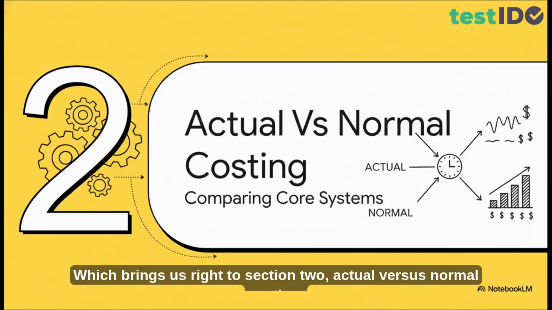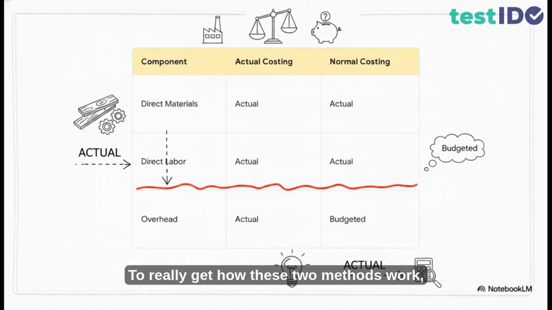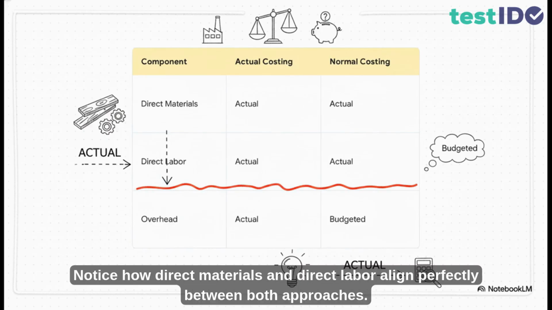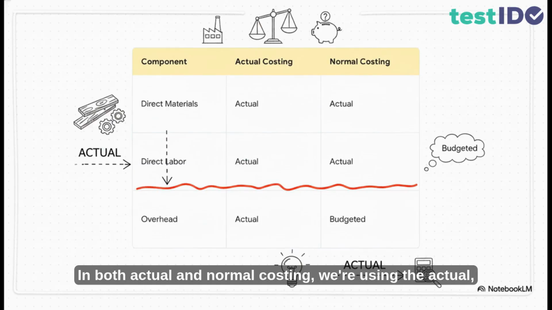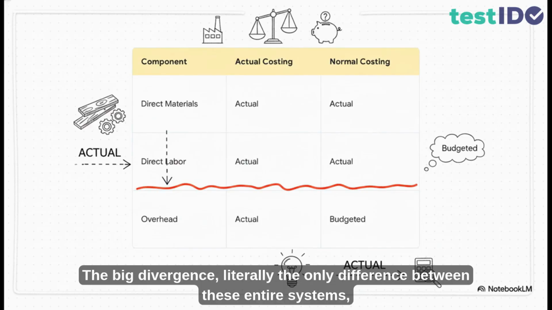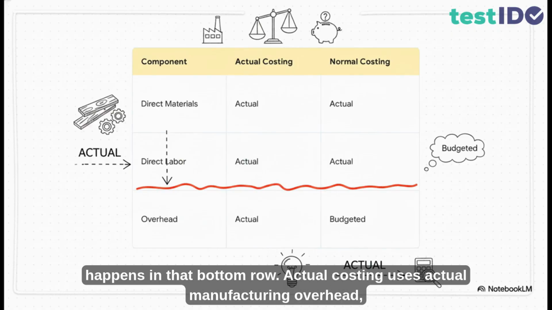Which brings us right to Section 2, actual versus normal costing. To really get how these two methods work, we've got to look at the three pillars of product cost. Notice how direct materials and direct labor align perfectly between both approaches. In both actual and normal costing, we're using the actual, real-world historical costs. The big divergence, literally the only difference between these entire systems, happens in that bottom row. Actual costing uses actual manufacturing overhead, but normal costing uses budgeted or estimated manufacturing overhead.